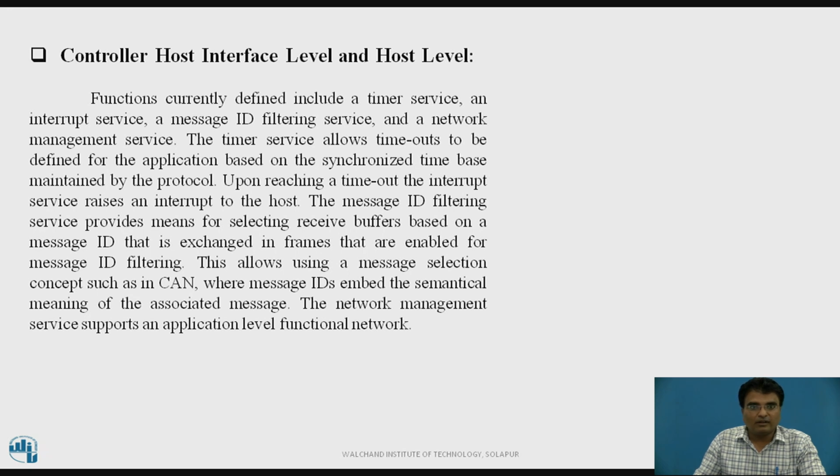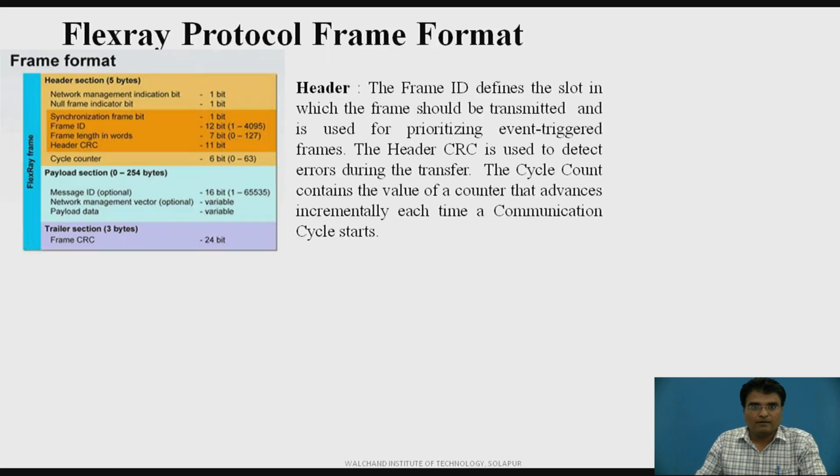The message ID filtering service provides means for selecting receive buffers based on the message ID that is exchanged in frames that are enabled for message ID filtering. This allows using a message selection concept such as in CAN, where message IDs embed the semantic meaning of the associated message. The network management service supports the application level functional network.